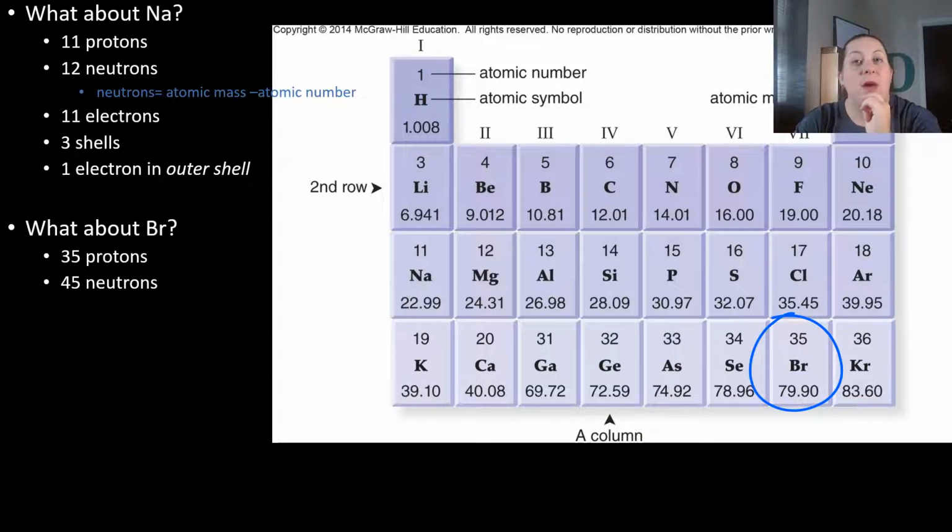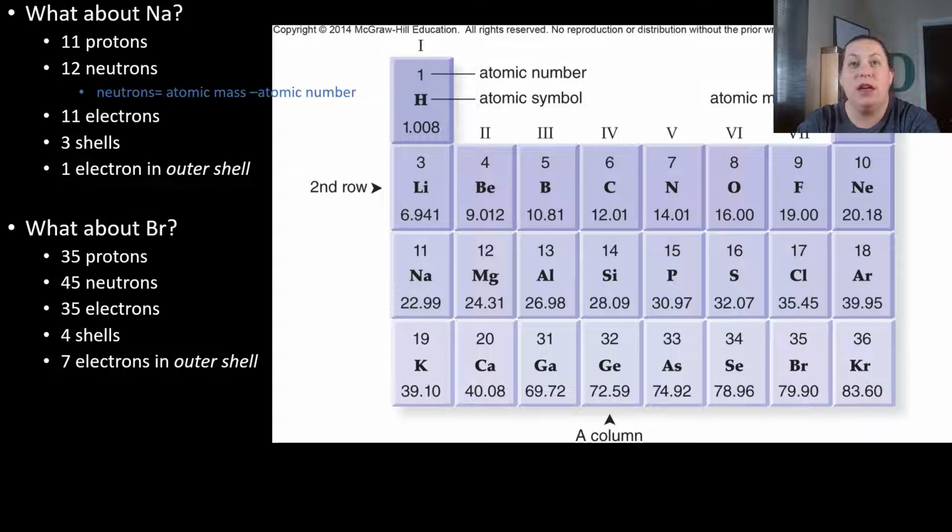So if I have 35 positives, how many negatives do I have to have? Remember, they need to be neutral, so I have to have 35 electrons. Now, this one is in row 4. Since it's in row 4, it has 4 shells. It is also going to be in column number 7. Since it's in column number 7, up and down, it's going to have 7 electrons in its outer shell. Okay, so this is how you use the periodic table.